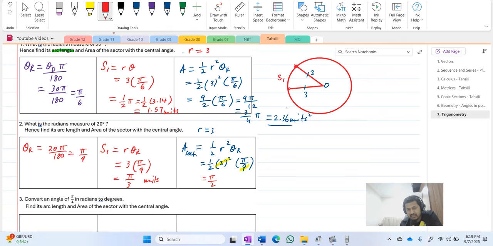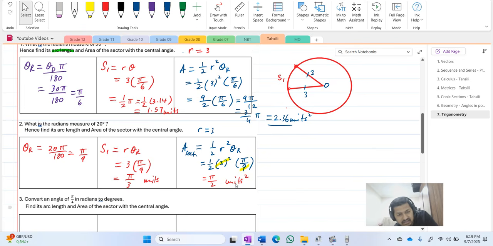I hope you guys are understanding. You can get a decimal value. Remember, areas are in units squared, distances are in units, and volumes are in units cubed. Next question.